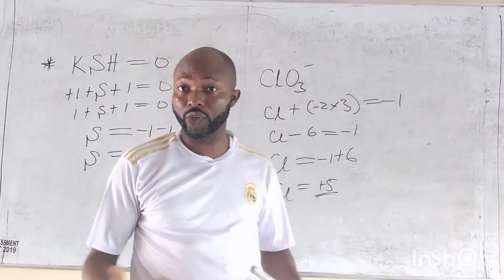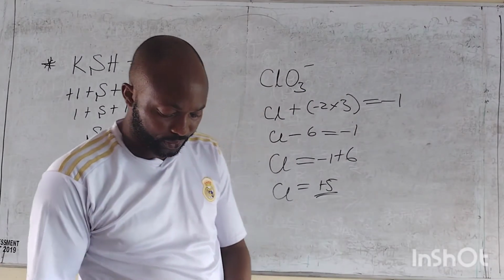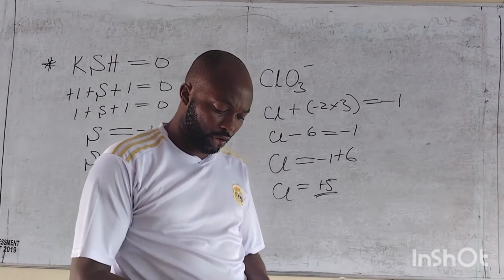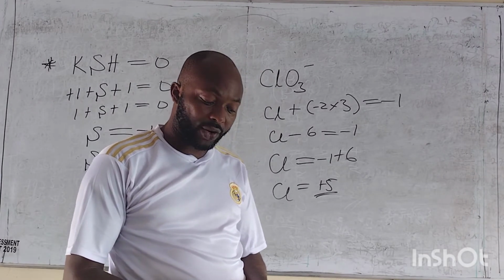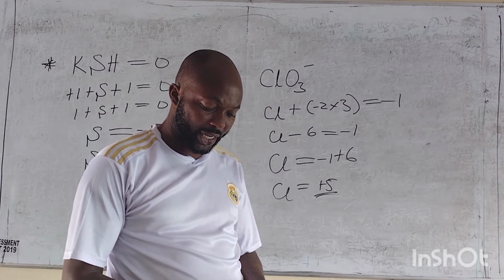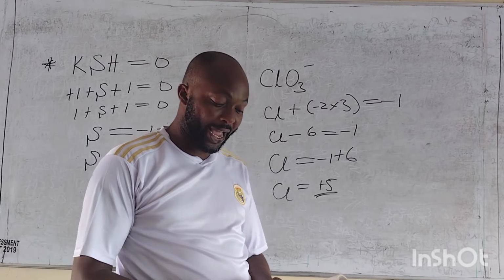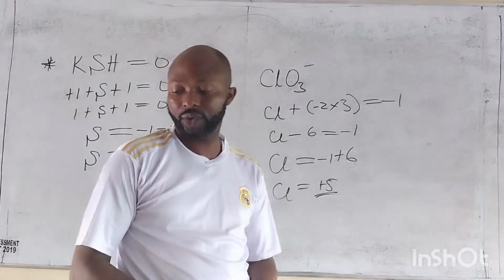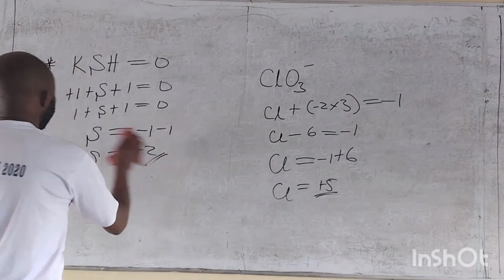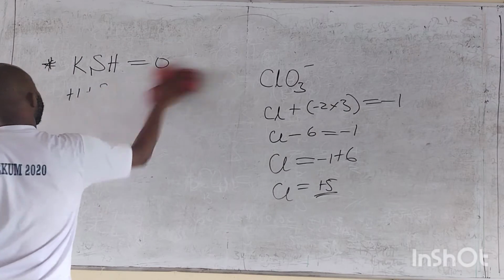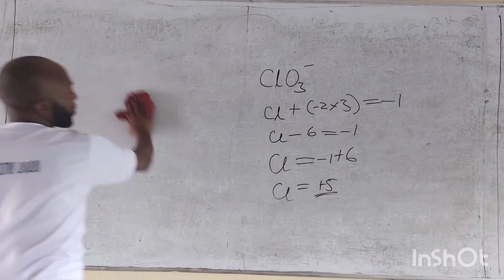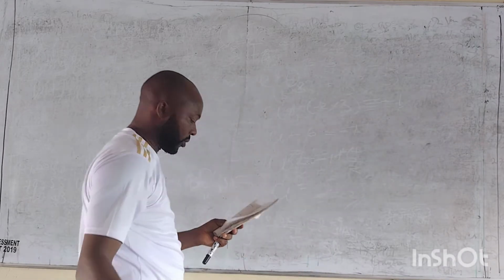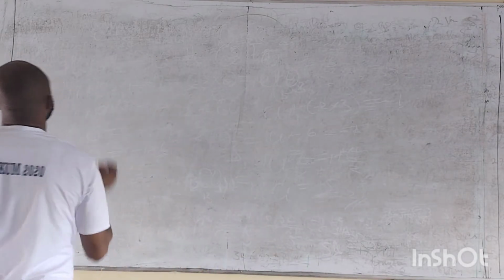Redox, balancing of redox equations. Let's go. Now the question here says we should calculate the changes in the oxidation number of the following atoms in bold print at the beginning and at the end of the following reactions, and hence determine whether reduction or oxidation has occurred. Let me clean this.